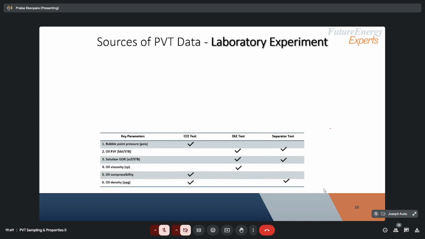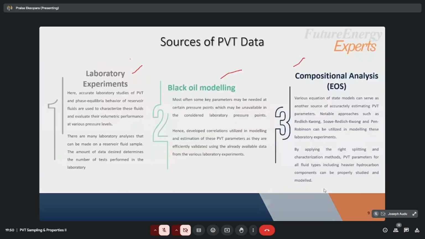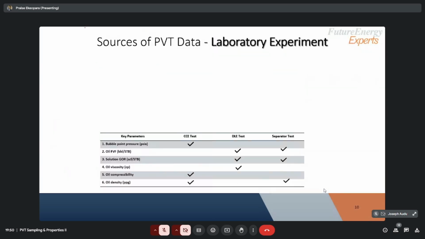So let's walk through the various laboratory experiments that we have. There are many experiments, and I need to state it clearly. In general, we have three key experiments that we do in the lab, right? So we have three key experiments that we do in the lab.